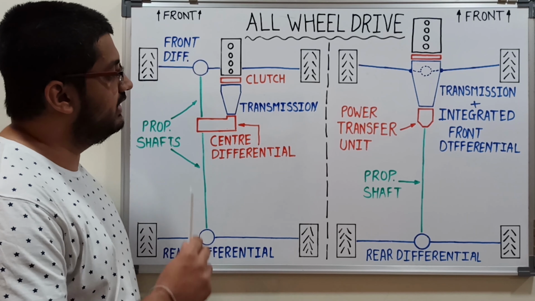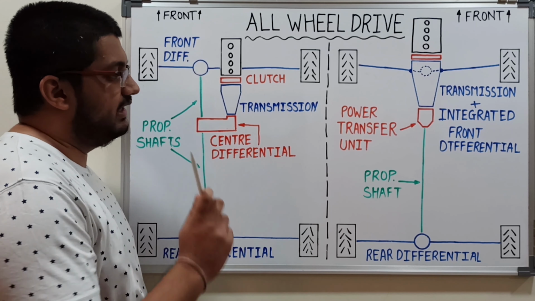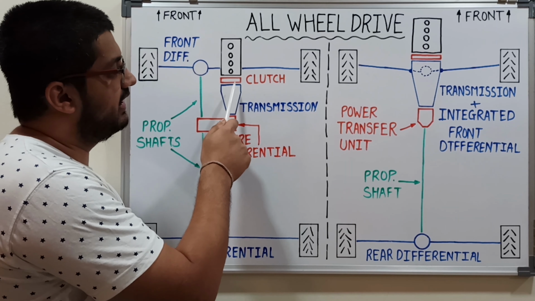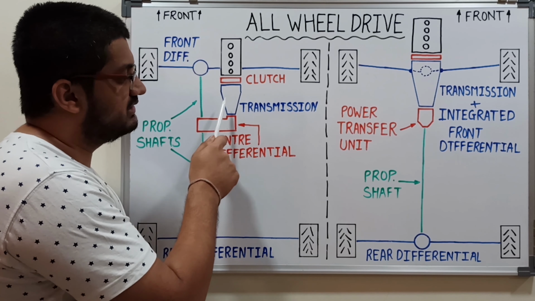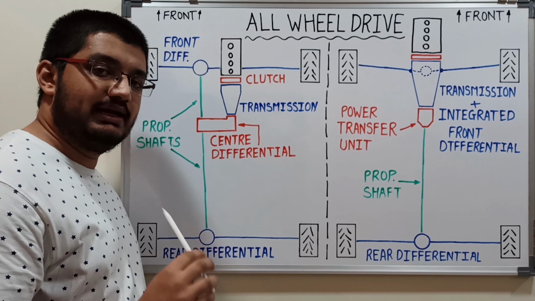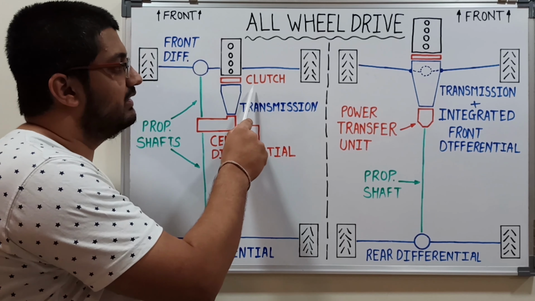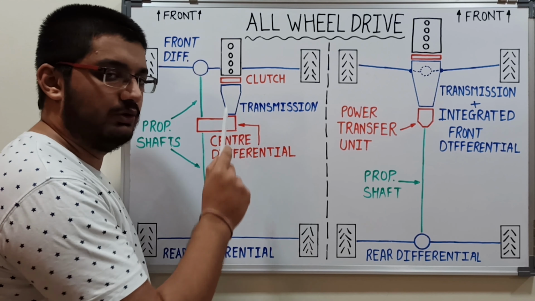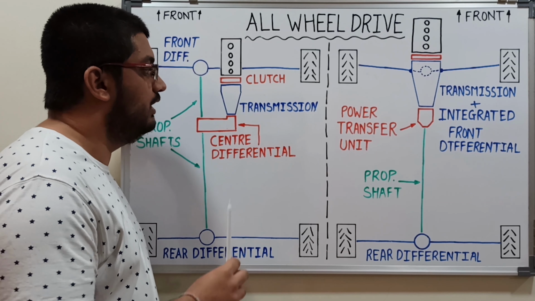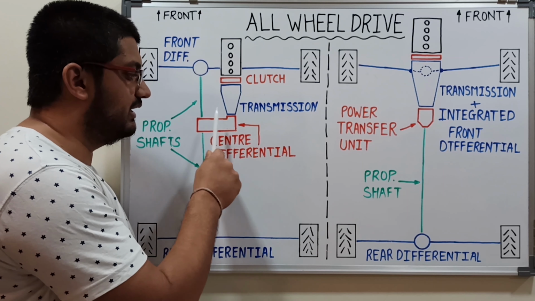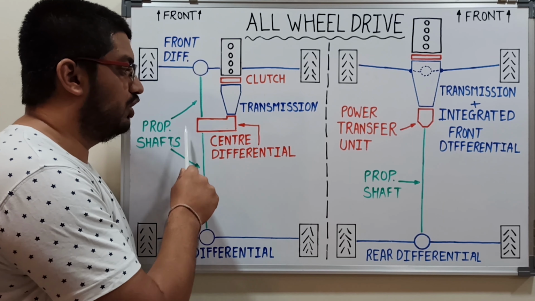So the first one here, I'll identify the components first. This is the engine drawn in black. Then the red one is the clutch. Blue one is the transmission. Most probably in an all-wheel drive, it is an automatic transmission. And if it is an automatic transmission, then instead of clutch, there will be a torque converter, not the clutch. So this is a transmission, and the special component here is the central differential, drawn in red here.